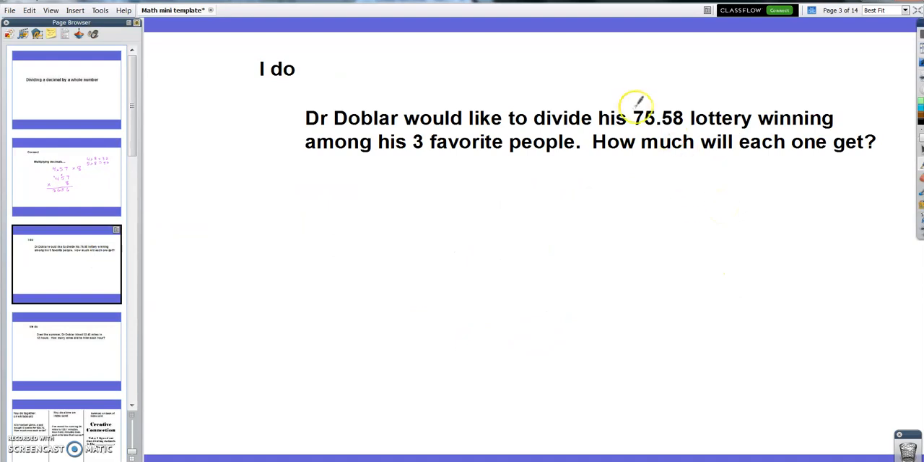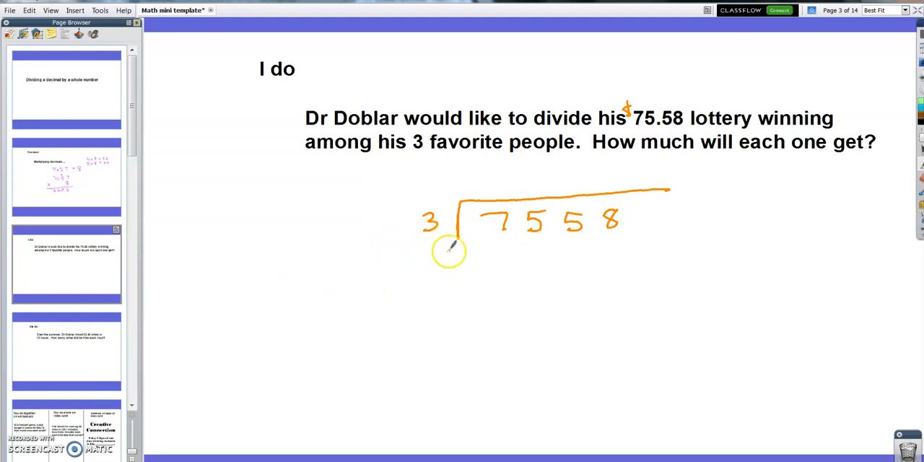So I want to divide my $75.58 lottery winning among my 3 favorite people. How much will each one get? So same kind of thing as yesterday. What I'm really going to do, easiest strategy, is to just divide the number without the decimal and then figure out where the decimal goes when I'm done.